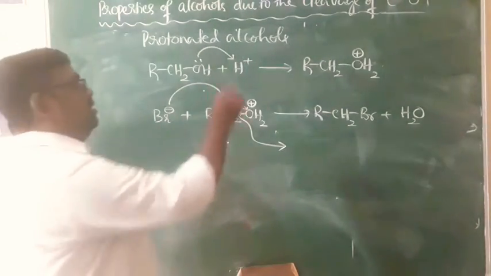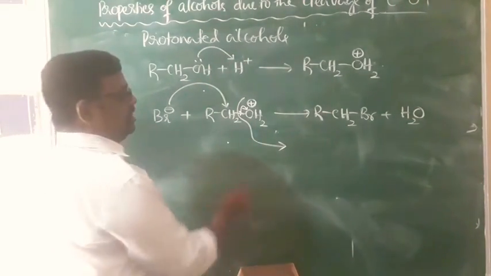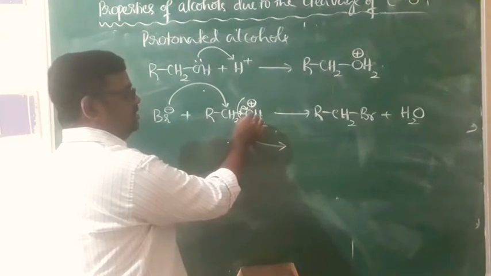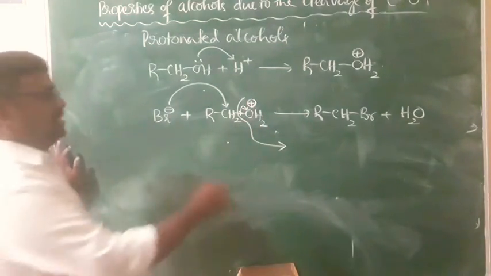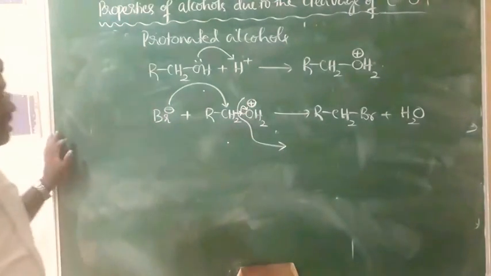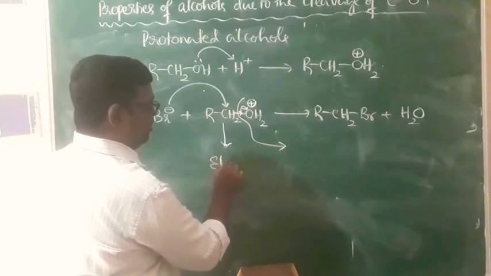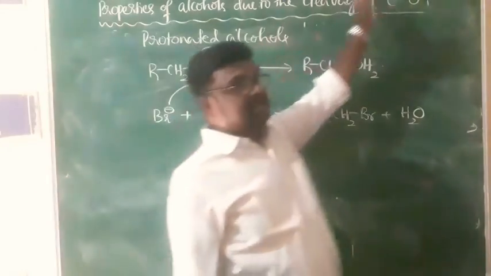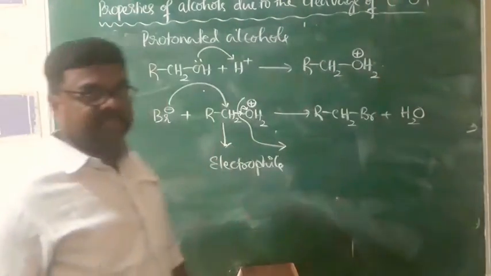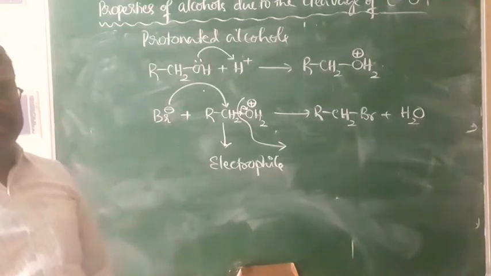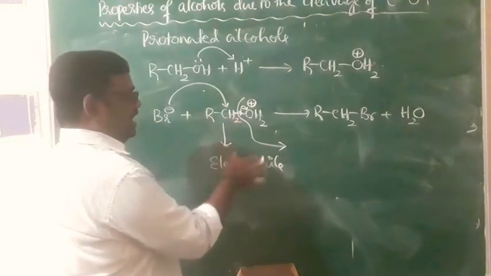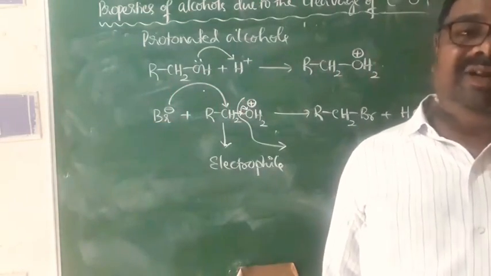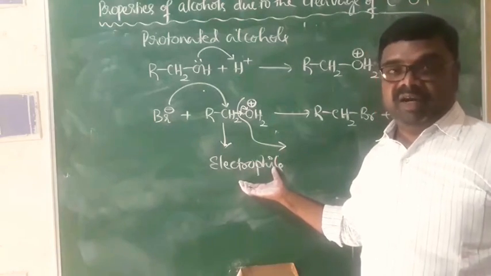Means what? Whenever protonated alcohols are used, which bond has broken here? The CO bond has broken, because of the protonation of alcohol. This is what we call protonated alcohols. Here protonated alcohols will be acting like electrophiles in reactions where there is a cleavage of the CO bond. In the case of cleavage of the OH bond, alcohol was acting like a nucleophile, but here it is acting like an electrophile. That you have to remember.